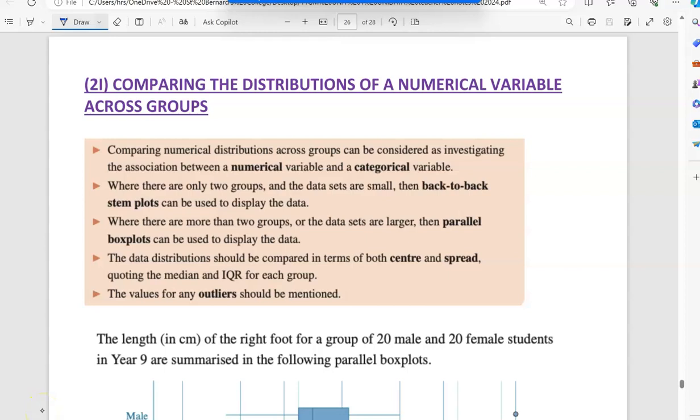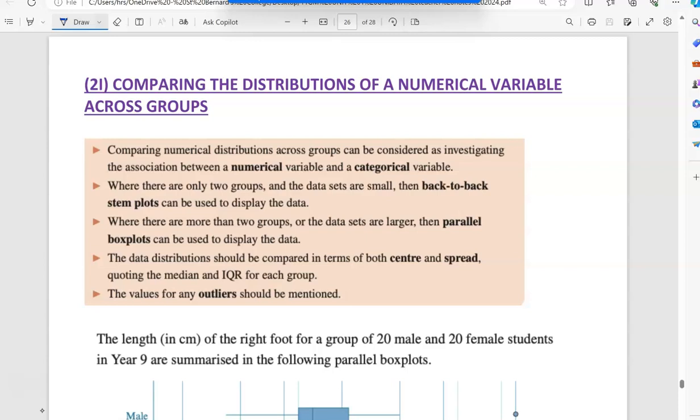Okay, so the last bit we're going to do in this topic of univariate data is compare distributions of a numerical variable. So it's still one variable, but we will compare it over two groups. Say, for example, we might collect the heights of a group of males and a group of females and compare them. So height is the variable and it's numerical, and then we would compare the differences between males and females.